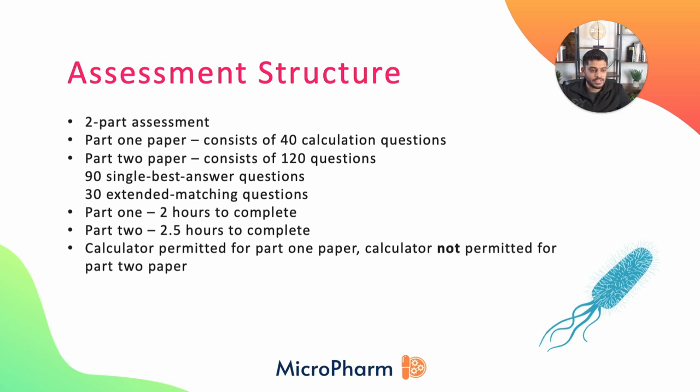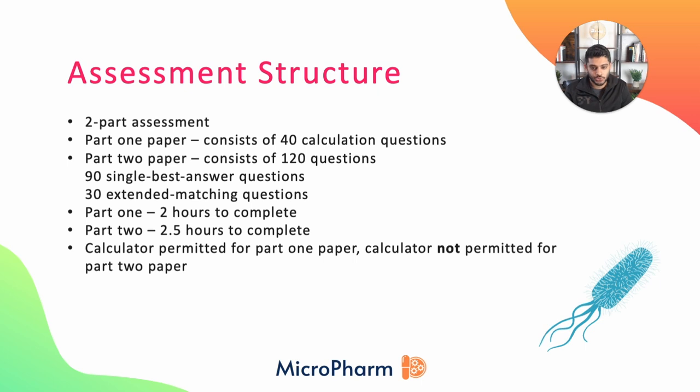So in this video in particular, we're going to talk about the assessment structure. The assessment structure for the GPhC exam is a two-part assessment, and you're expected to do both of the parts on the same day. The part 1 paper consists of 40 calculation questions where the answers are free-written. So essentially you have to calculate the answer for a question and free-write the answer.